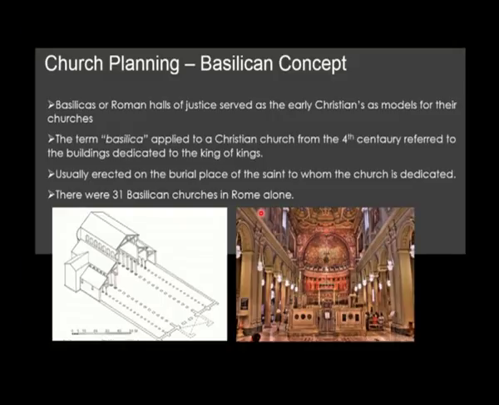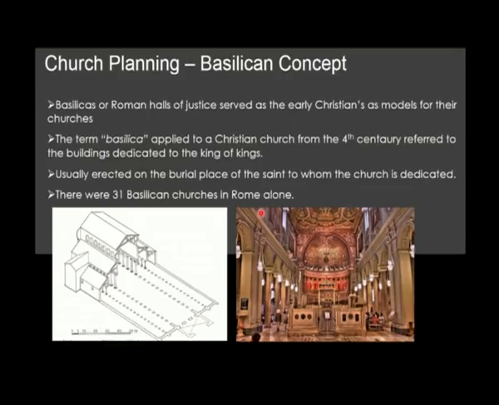A Christian church or basilica was usually erected over the burial site of the saint to whom that church was dedicated. As I said, Christianity was taken to another level by the saints or the monarchs who preached Christianity at that time. Those saints were the most important part of Christianity, and under each saint's name there would be one church or two dedicated to them. These churches were built over the burial sites of those saints. There were almost 31 basilican churches in Rome alone.